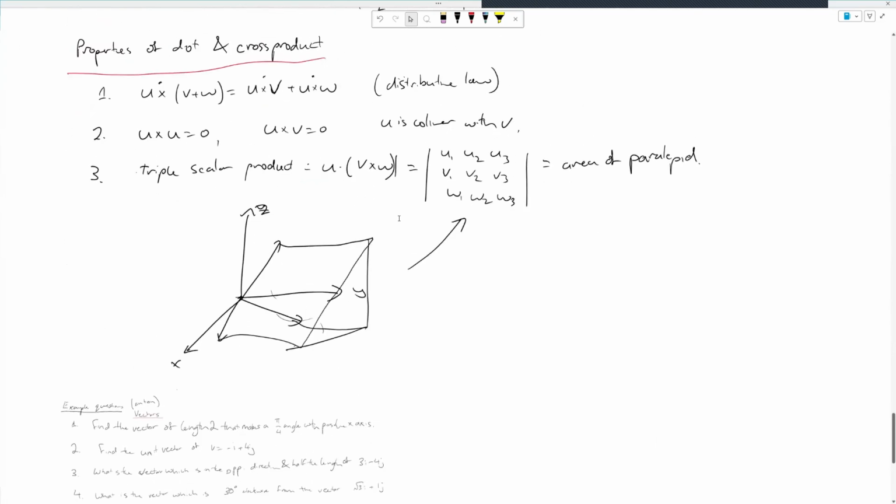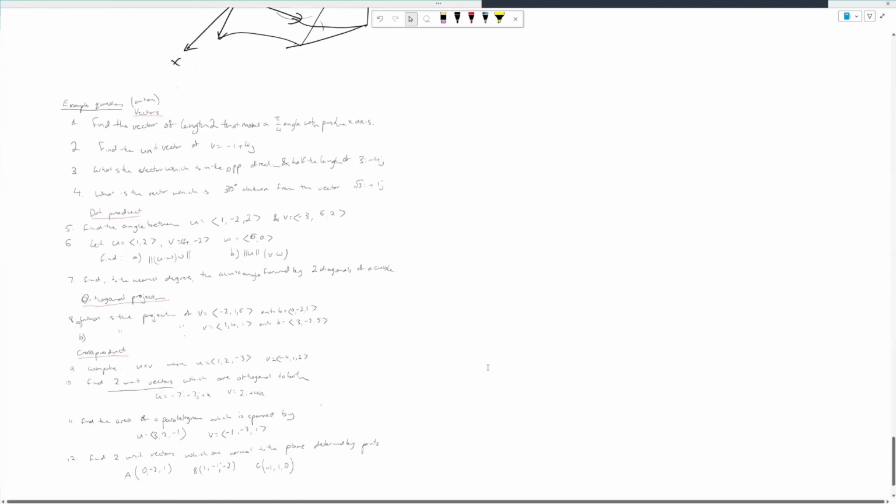And then you also have the triple scalar product, which, with this terrible drawing, gives you the volume. Sorry, I shouldn't say area, but the volume of the parallelepiped. So it's a parallelogram, a 3D parallelogram. Oh man, I should really know how to pronounce that. Okay, cool. And then some example questions here.